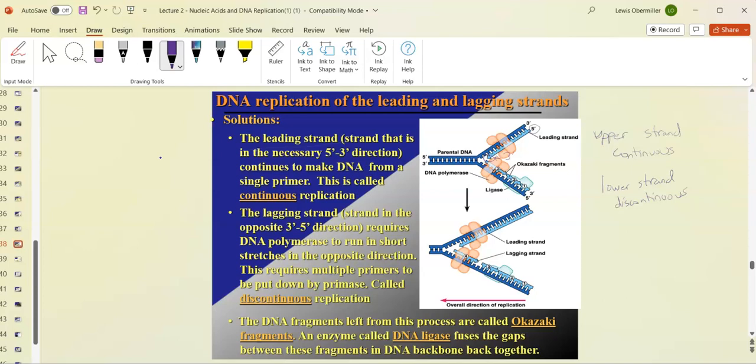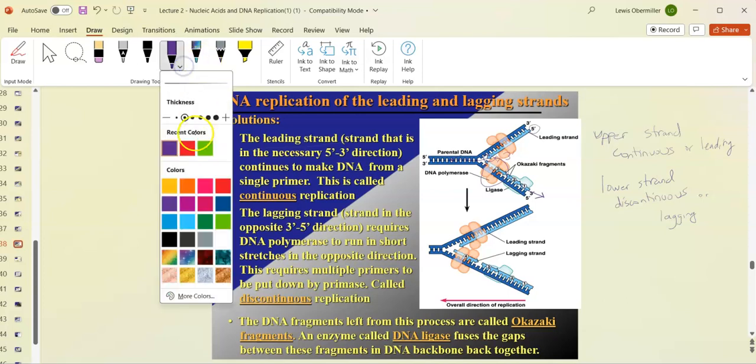So the lower strand here is sometimes called the leading strand, and this one is sometimes called lagging. The reason is that this polymerase can go this direction forever, no problem. This polymerase here can only do this in short pieces, so it has to build a short piece.